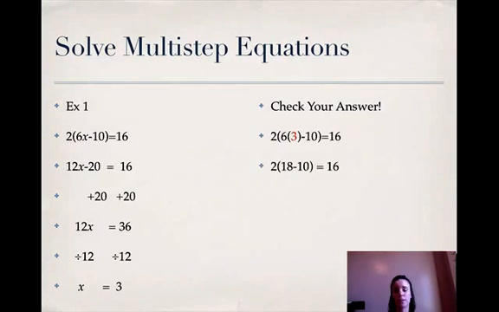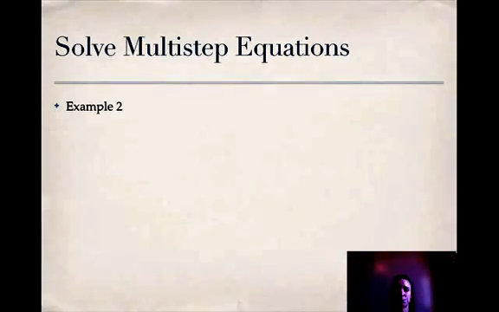So it's 2 times the quantity, 18 minus 10. I still have to simplify in this parentheses. So 18 minus 10 gives me 8. 2 times 8, that's going to be 16. So my answer is correct. X equals 3. Awesome. Let's take a look at example 2.